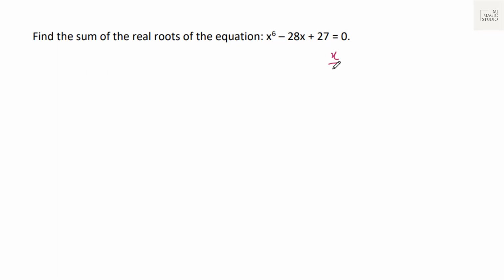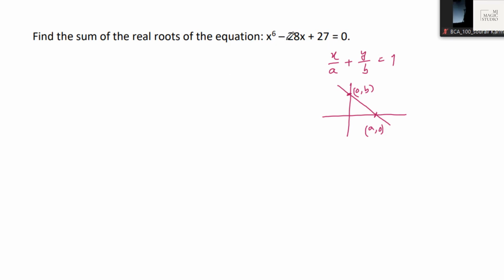Suppose we have a straight line x by a plus y by b equals to 1. Then this straight line will make segments (a, 0) on the x-axis and (0, b) on the y-axis. And this line will pass through the positive x-axis and positive y-axis. Great. x to the power 6 minus 28x plus 27 is 0.